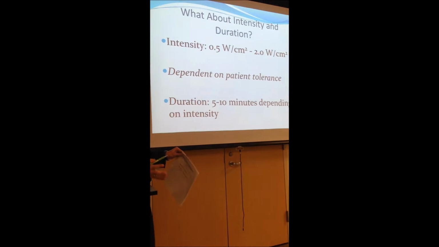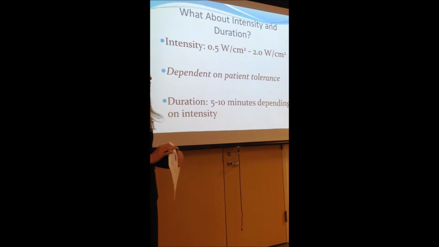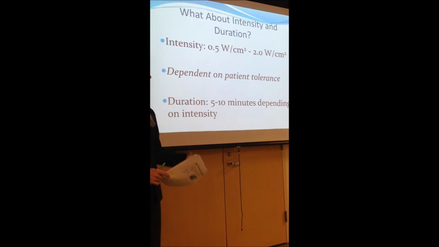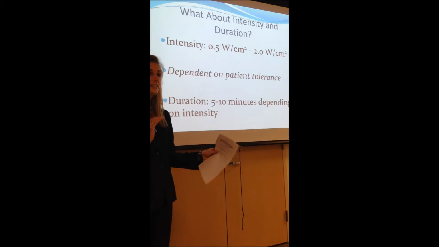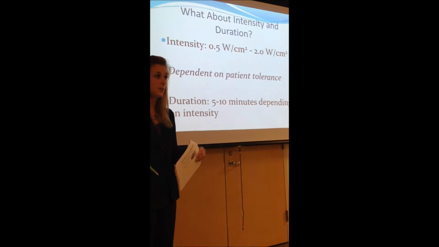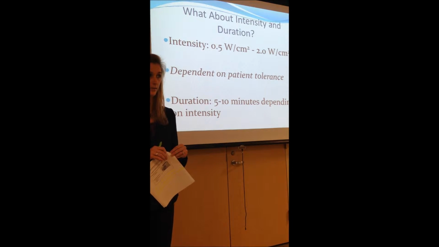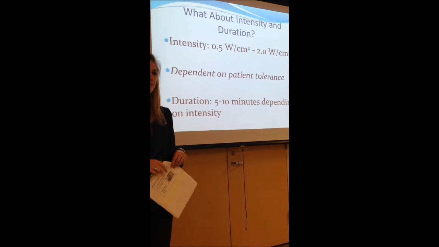So, intensity and duration. Intensity is mostly based on patient tolerance. There's not a real right or wrong, but 0.5 watts per centimeter squared to 2 is the general range we want to be in. As PTAs, if the PT put down 2 and your patient is grimacing, in pain, jumping, it's okay to turn it down to a lower intensity and see how they do. But we need to make sure we report that back to the PT so that they can modify their plan of care. And again, duration is 5 to 10 minutes, standard.